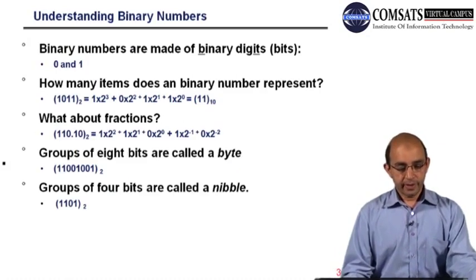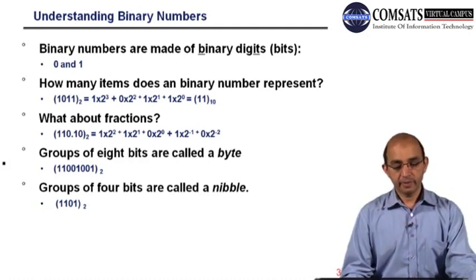Okay, so here binary number systems are made of binary digits. We have taken BI from binary and IT from digits, so we have declared it bits, 0 and 1, 2 bits.